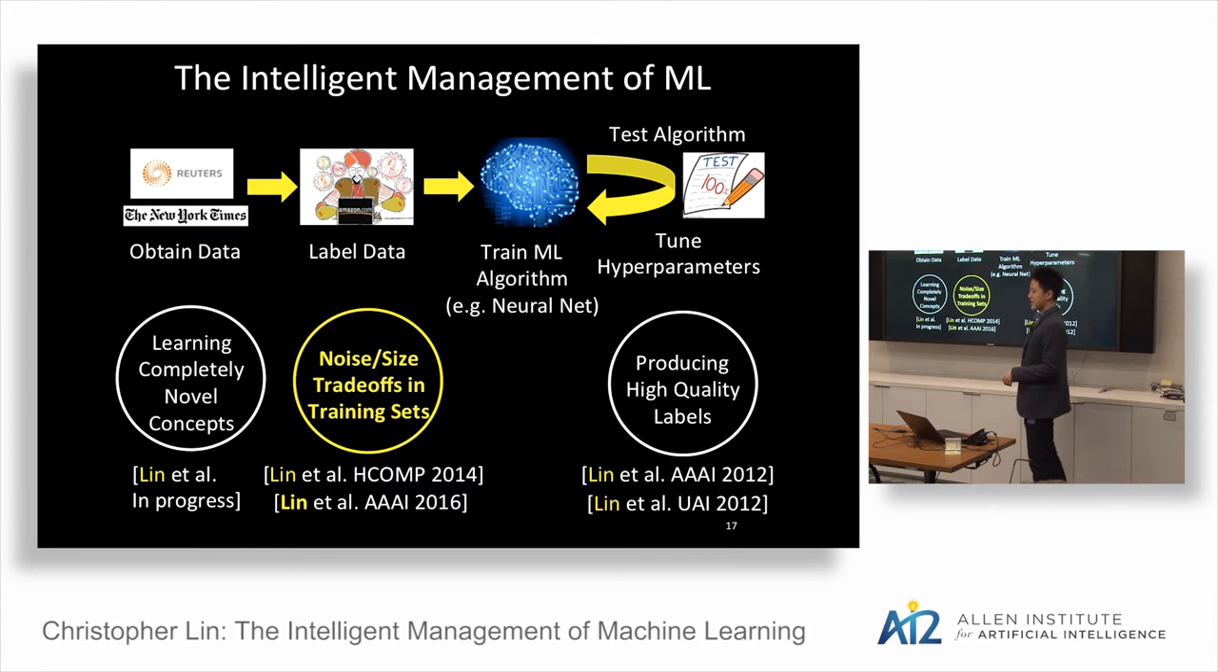OK, so that was a very broad overview of my dissertation, plus some extras. I now want to spend the remainder of this talk discussing the second part of my dissertation in depth, which is about the noise and diversity trade-offs that you can make when you're constructing training sets. And I'm going to first discuss the work that we published in HCOMP 2014.